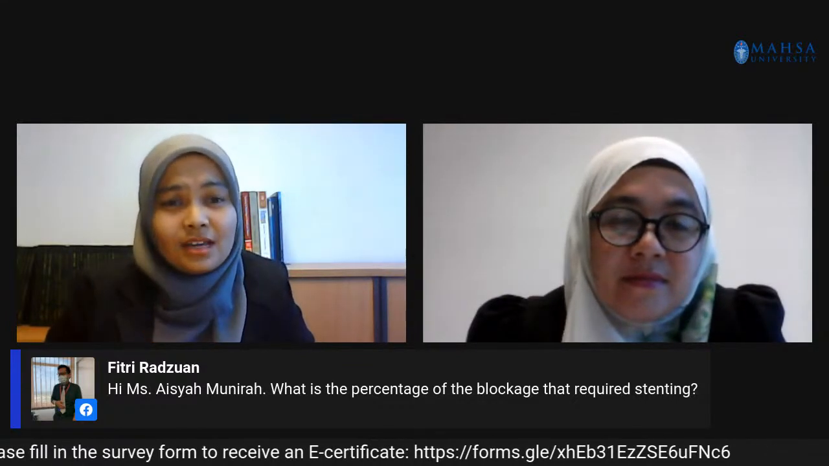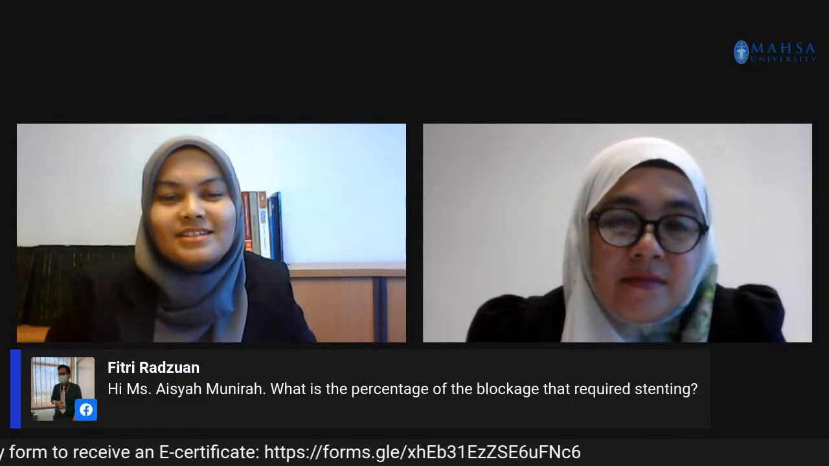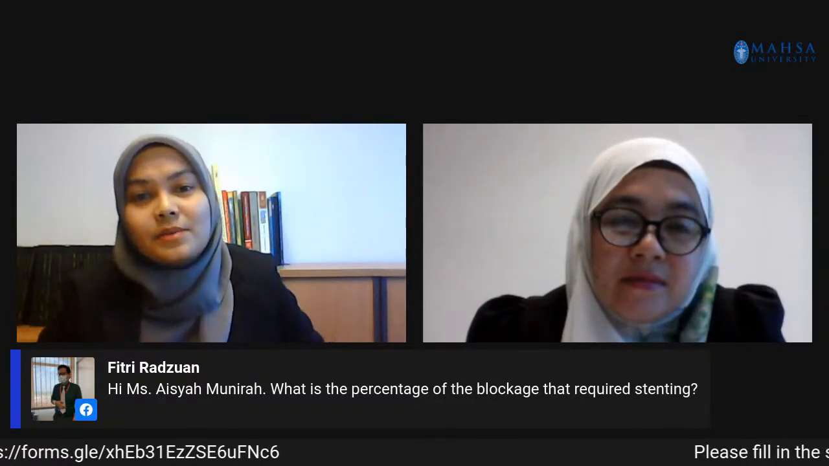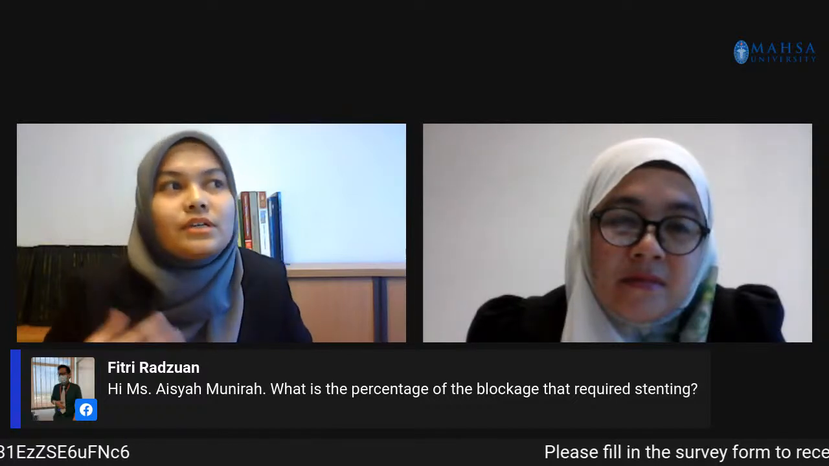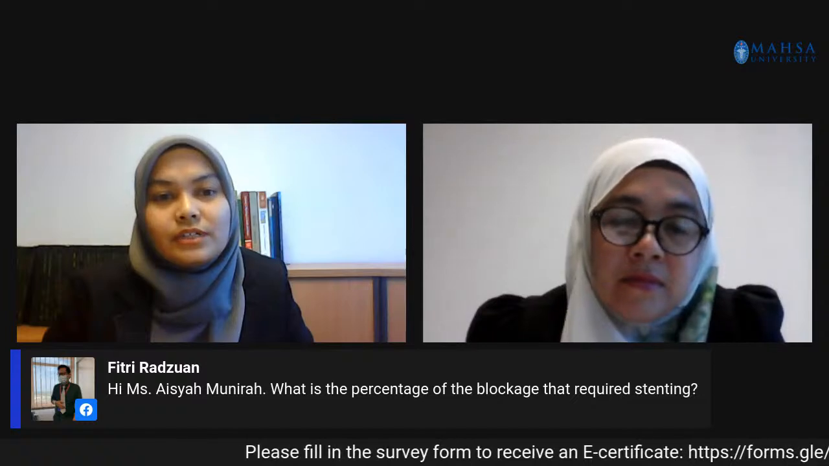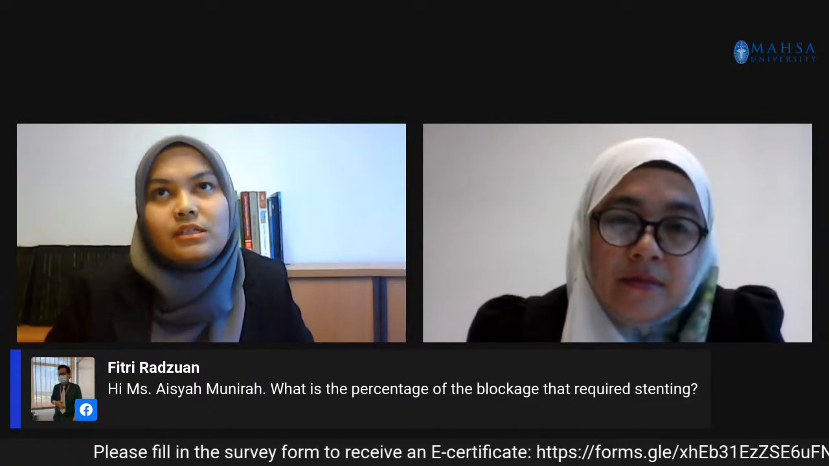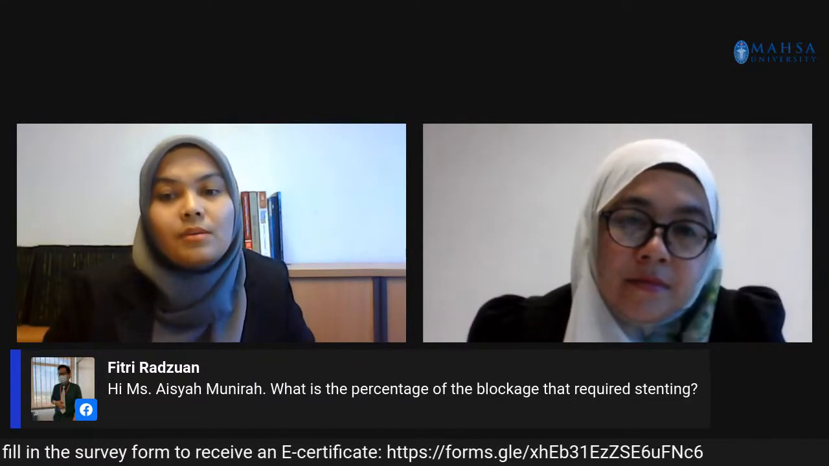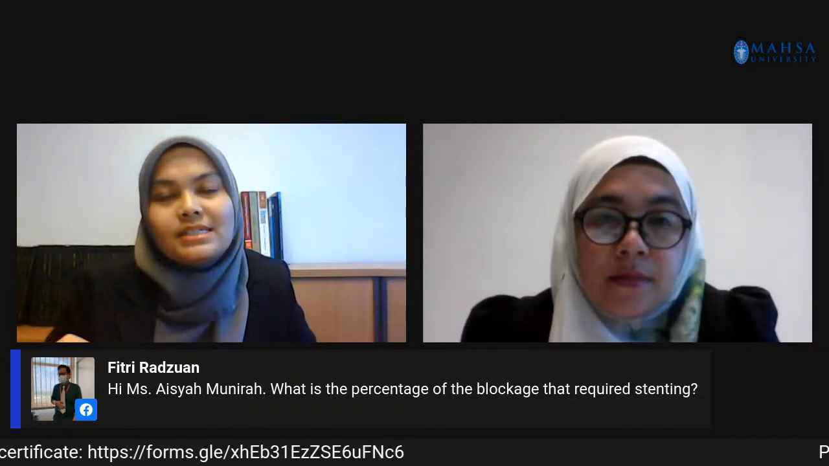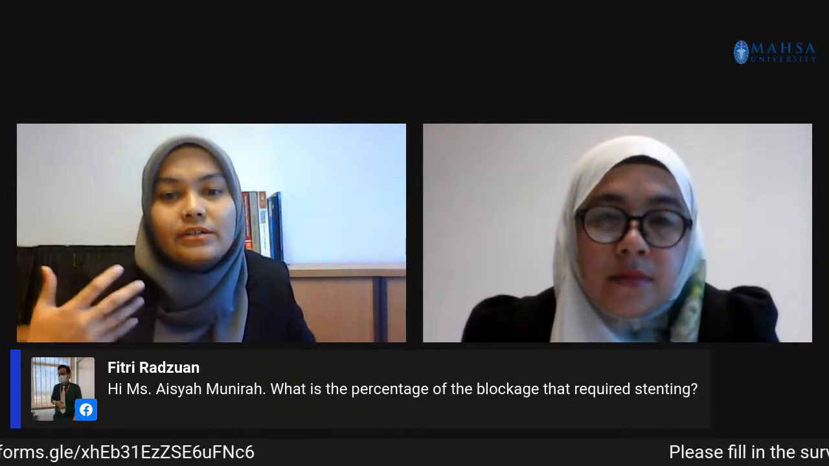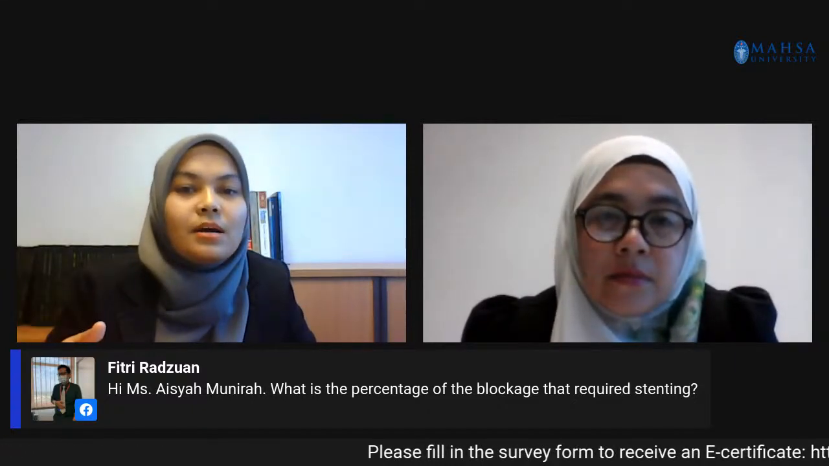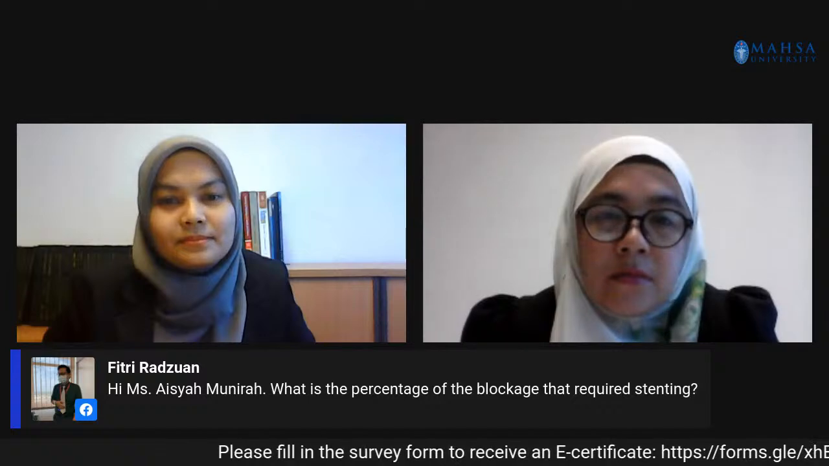So, the percentage of blockage that requires stenting is around 70%, as I mentioned. If the stenosis is more than 70%, then the patient will go for stenting, because the patient is at higher risk of stroke. A stroke will cause the death of the tissue. So to prevent that, the patient needs to go for stenting.